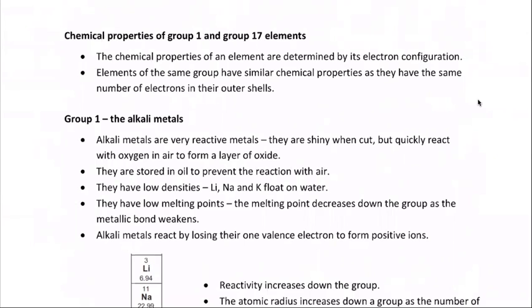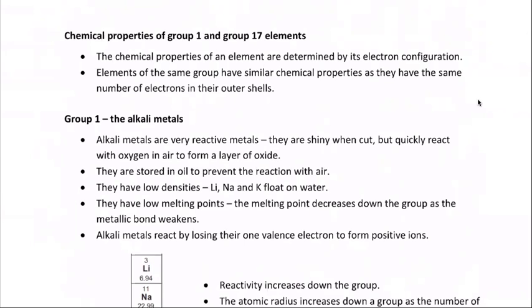The reason that we talk about these two groups individually in a little bit more detail is because group 1 metals, these are our alkali metals like sodium and potassium and lithium. So they're the most reactive metals. And group 17 are the halogens, which are like chlorine and fluorine and bromine. They're the most reactive nonmetals.